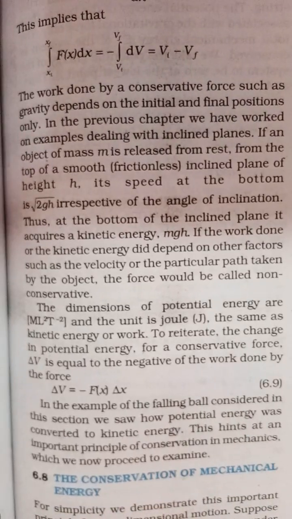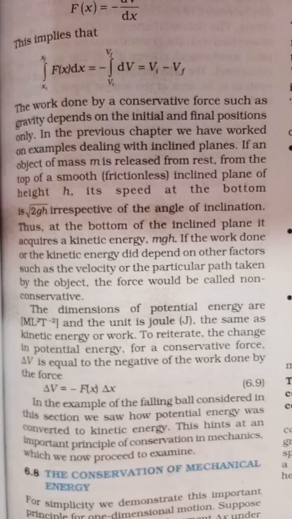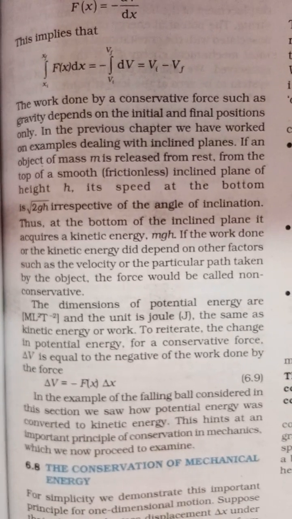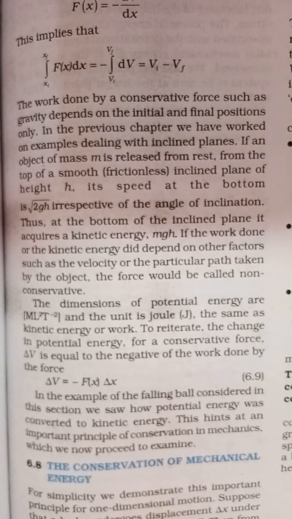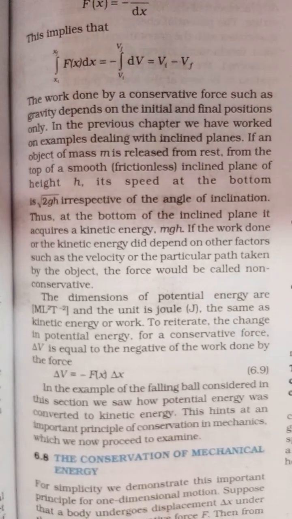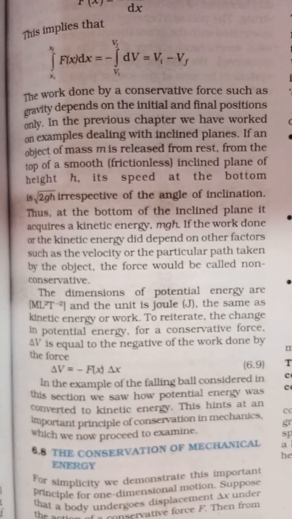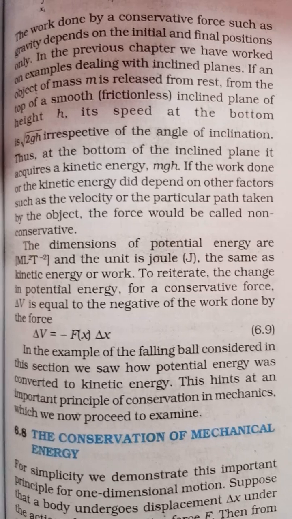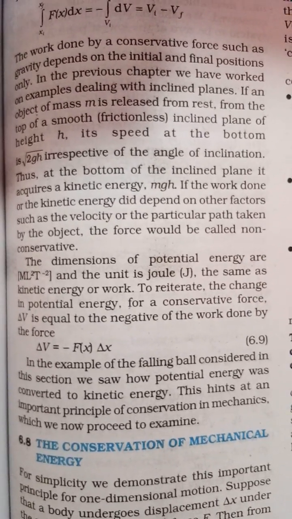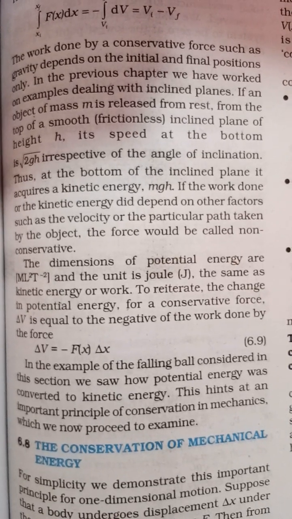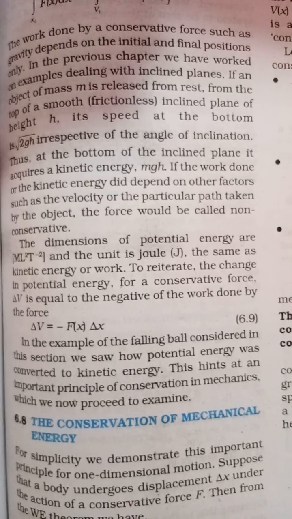In the previous chapter, we worked on an example dealing with inclined planes. If an object of mass m is released from the top of a smooth, frictionless inclined plane of height h, its speed at the bottom is root 2gh, irrespective of the angle of inclination. If work done or kinetic energy did depend on other factors such as the velocity and the particular path taken by the object, the force would be called non-conservative.